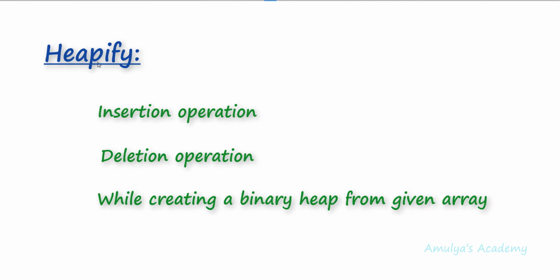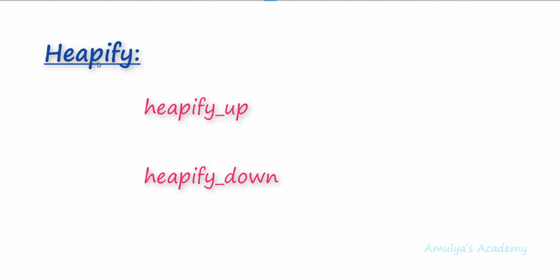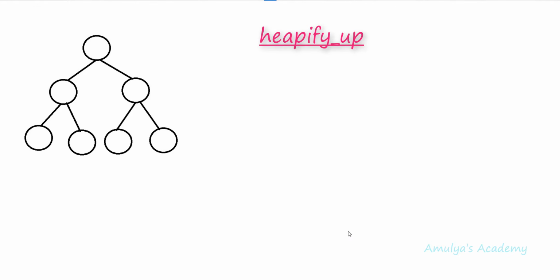The third situation is when we are asked to create a binary heap from an array of numbers. At that time, we need to perform the heapify operation. And we can perform this heapify operation in two ways. Or we can say there are two types of heapify operation, called heapify up and heapify down. The heapify up operation follows the bottom-up approach.